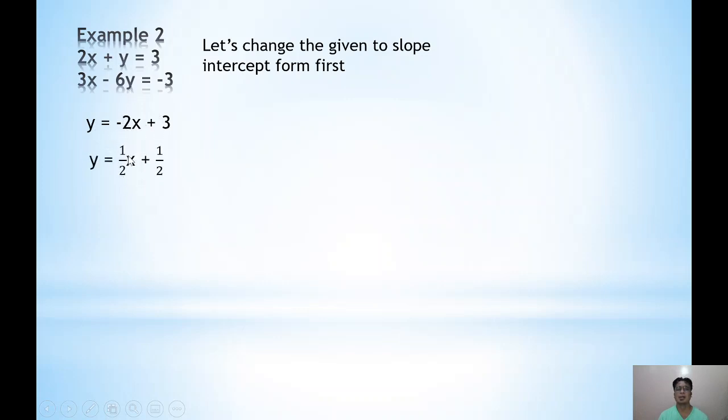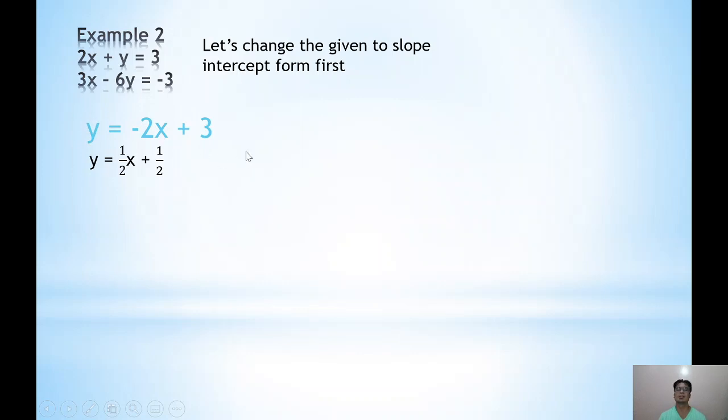Ito naman yung pangalawa. Sir, ba't puro 1/2? Subukan natin. Yung 3x, inilipat mo sa kabila, naging negative 3x. Divide both sides ng negative 6 para maging y lang. Negative 3 divided by negative 6, positive 1/2. Yung x. Sa kabila, negative 3 divided by negative 6, positive 1/2 pa rin. So, ito yung dalawang gagamitin po natin.